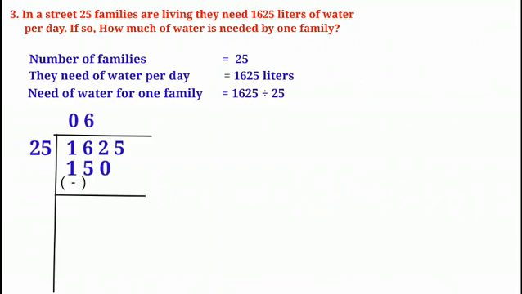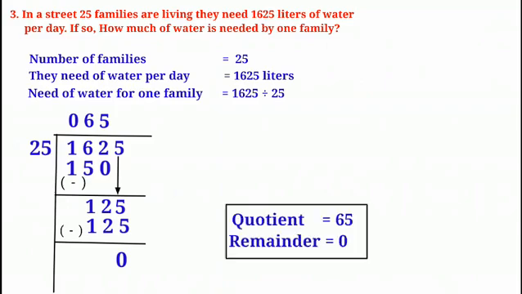We get the number 12. Bring down the ones place number 5. We get 125. How many 25s in 125? Yes, five 25s are 125. Now we subtract 125 from 125. We get the number 0. So the answer is quotient equal to 65 and the remainder is 0.